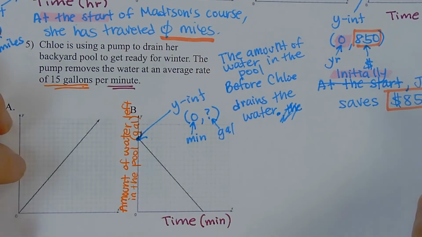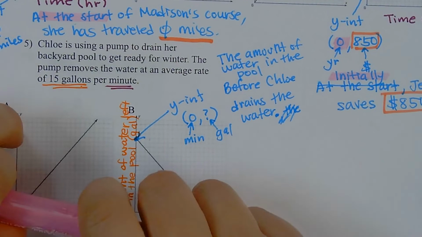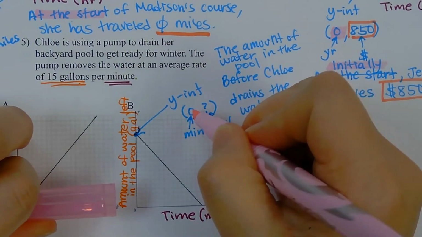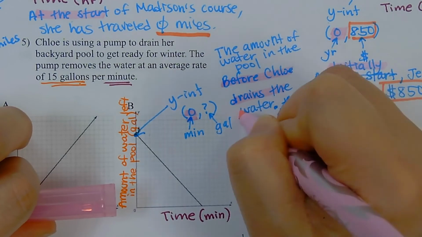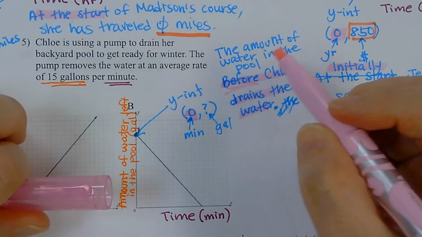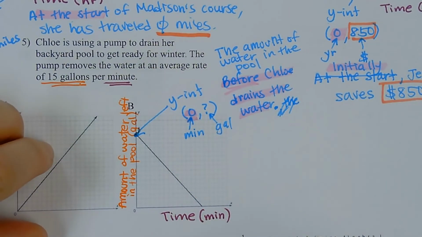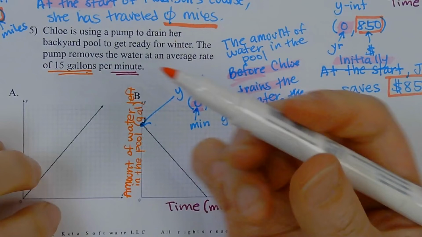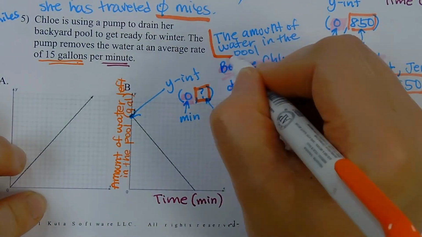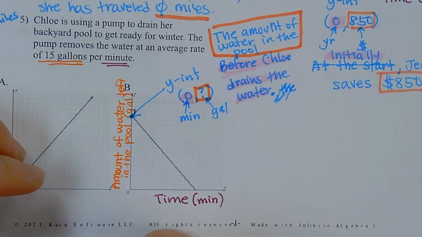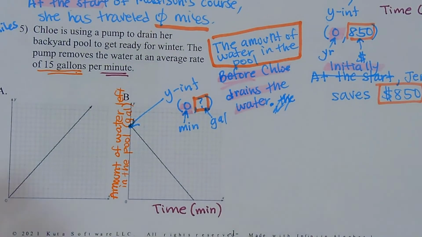Oh, we didn't do the things. So where do you see the 0 minutes? That's going to be before Chloe drains the water. That's the word before, right? This is in context. And then the question mark guy. Because we don't know, but it's the amount of water in the pool. That's where that is located.